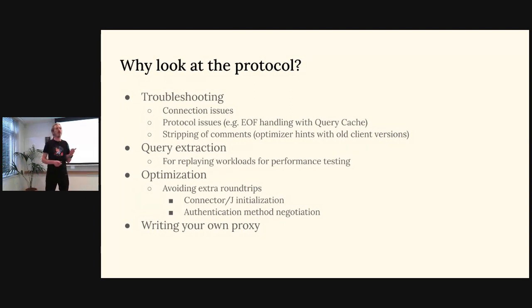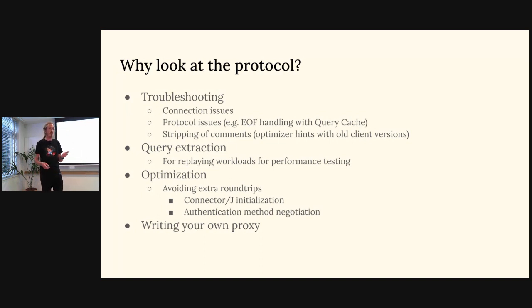Another thing you can do with protocol dumps is query extraction. You might have an existing application where you want to know what queries it's actually sending to the server. That might be used for migrations and other things. Also, optimization is one of the things you can do, because you might want to see why there are many back and forths between the client and the server. And if you look at the protocol, it might become clear why that's happening.